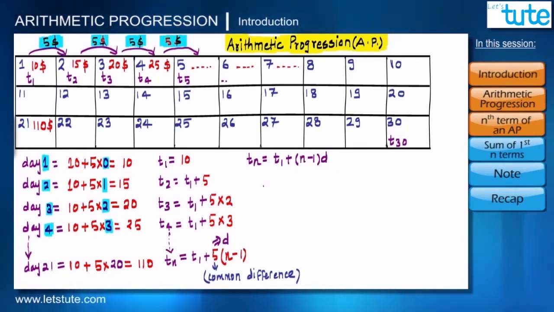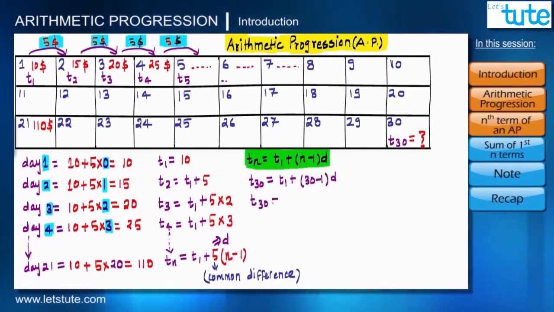Let's use this equation and try to find out the payment on the 30th day, that is on 30th November. So by using this formula, we will write T30, instead of n we'll write 30, and T1 plus, now your n is 30, minus 1 into the common difference D.